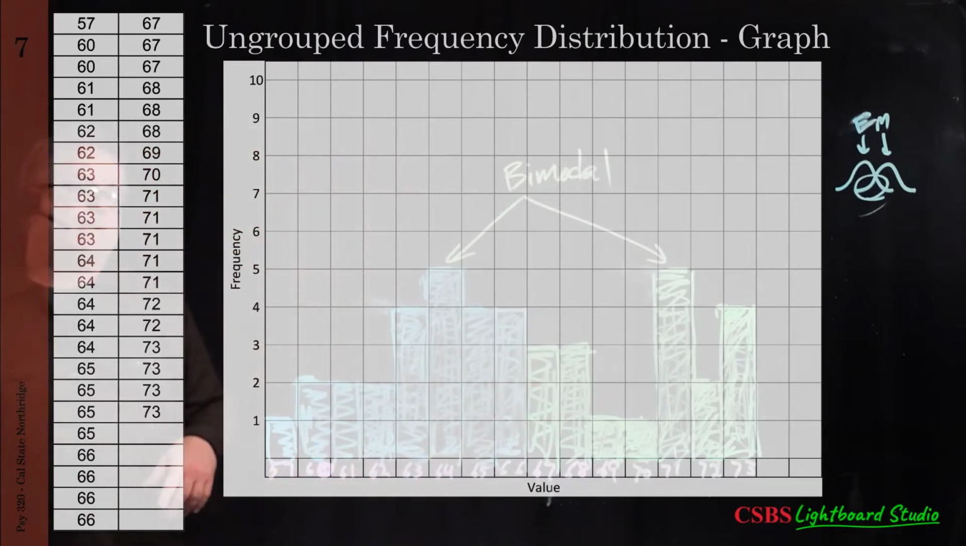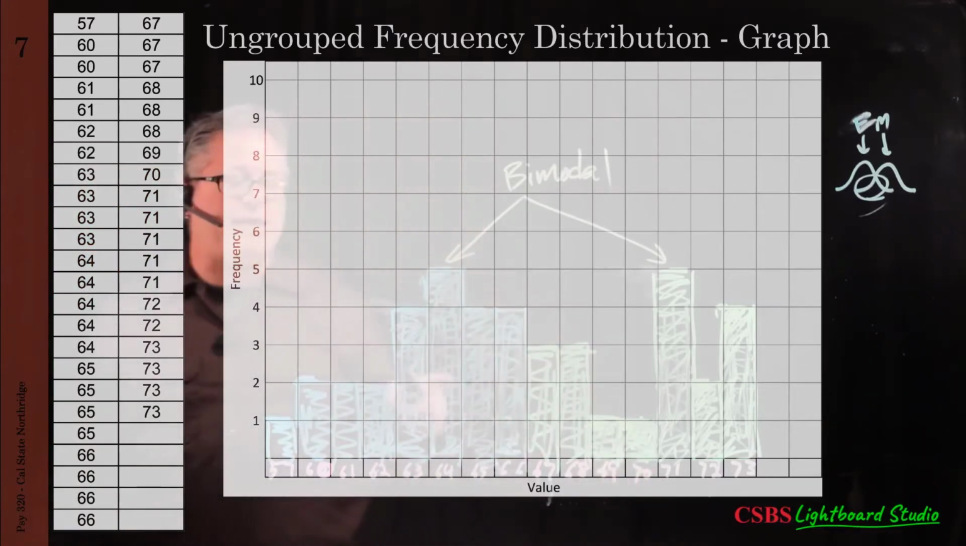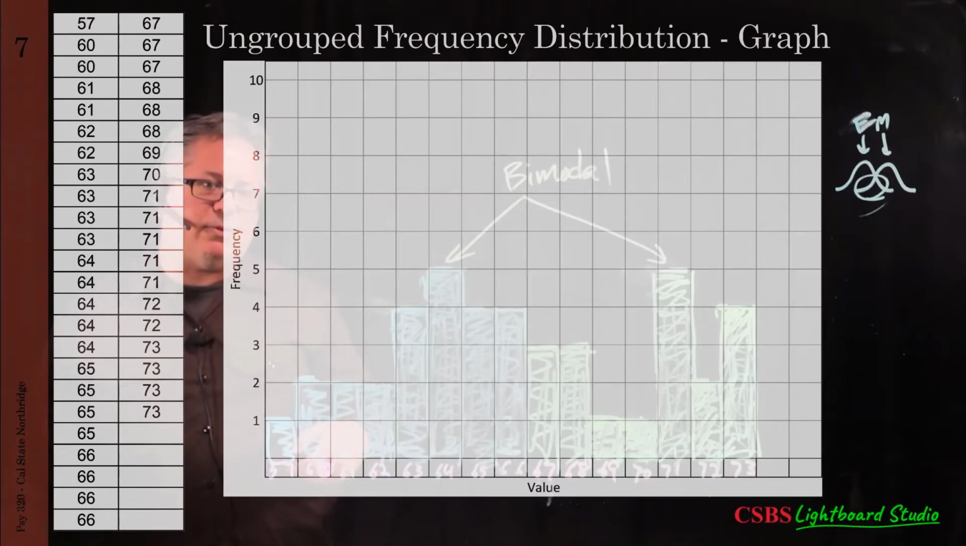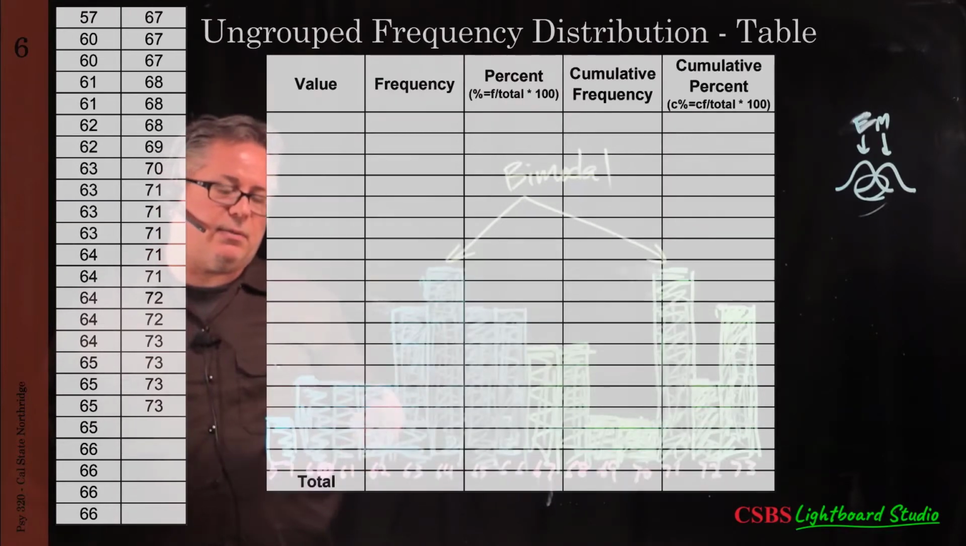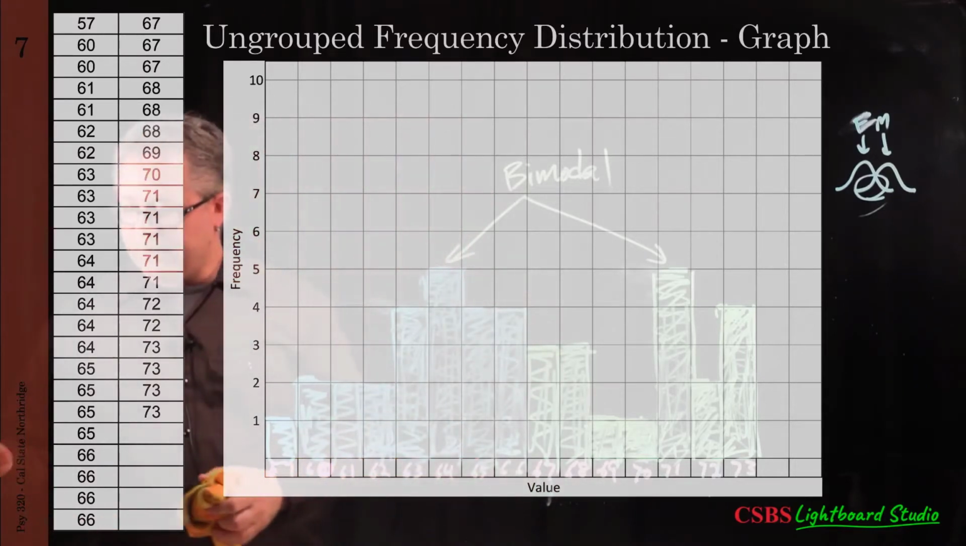Questions about this? This is an ungrouped frequency distribution table. Basically, I'm just turning that frequency distribution table into this ungrouped frequency distribution graph or chart, which is based on an ungrouped frequency distribution table. But this is a lot more interesting to look at than the previous table was. All right, so I'm going to erase this. Any questions about this?